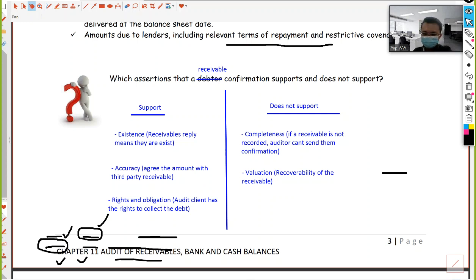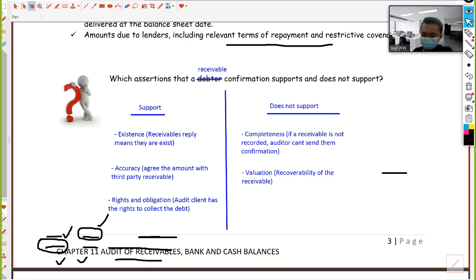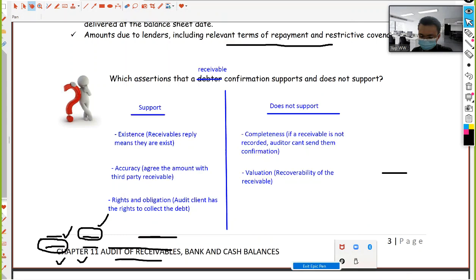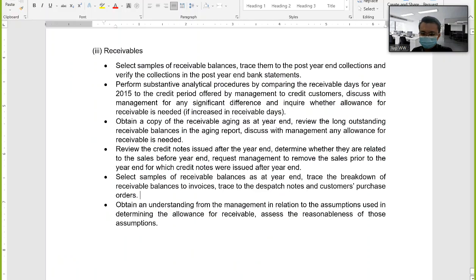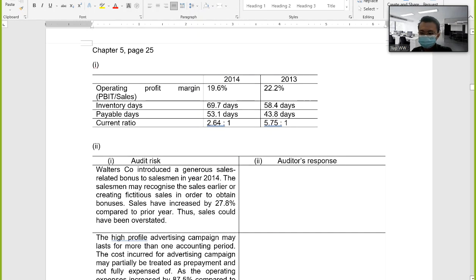Okay, what are we going to do next before chapter 12? Let's go back to the answer that we have done earlier on this Walkers question. Walkers question, Chapter 5, page 25.